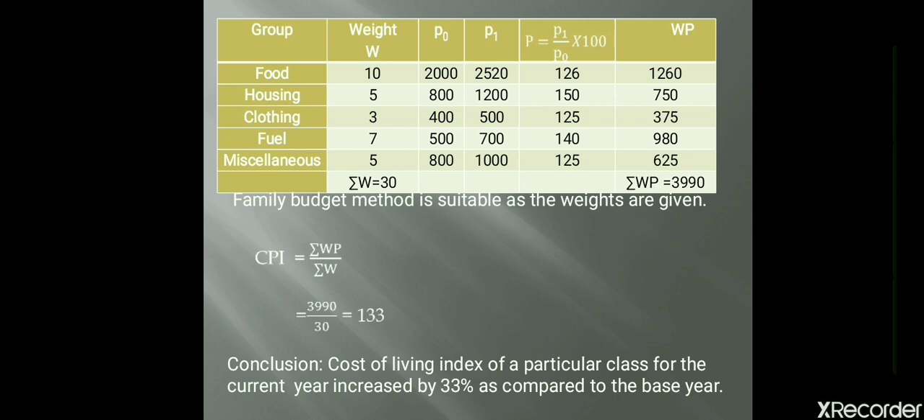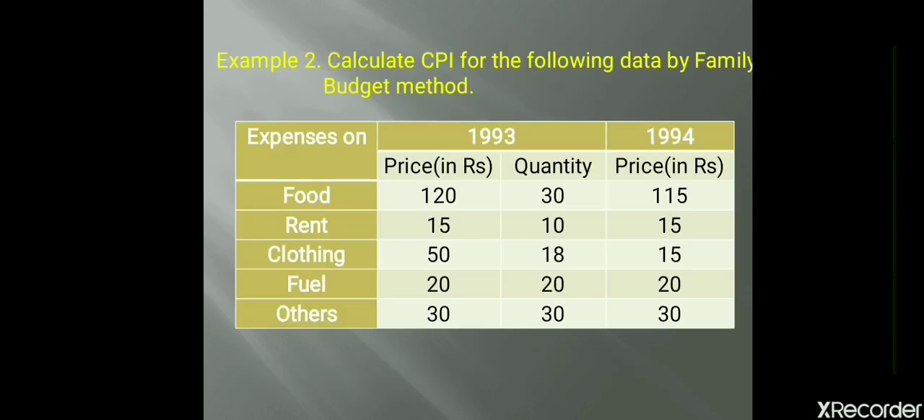That completes the working. Here is example 2. Calculate consumer price index for the following data by family budget method.